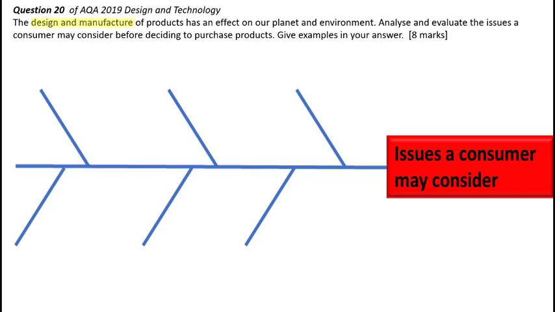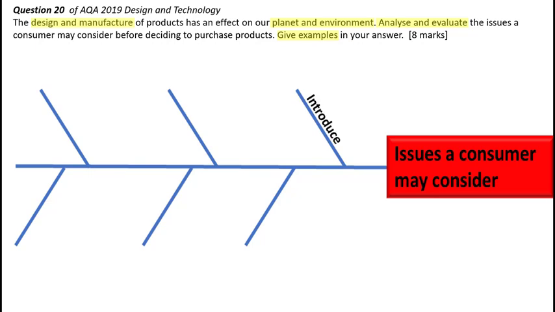So the design and manufacture of products, obviously a key bit. How it has an effect on our planet and our environment. I'm going to make sure that I analyse and evaluate, and then to make sure I get all the marks available, I'm going to give examples in my answer. All right, now then what I do is on my fishbone diagram, I just sketch that out, and then I write the key point at the front, the beginning of it, issues a consumer may consider. So I haven't written the full question. Depending on how long the question is, you might want to. It just reminds me of what I'm planning on talking about.